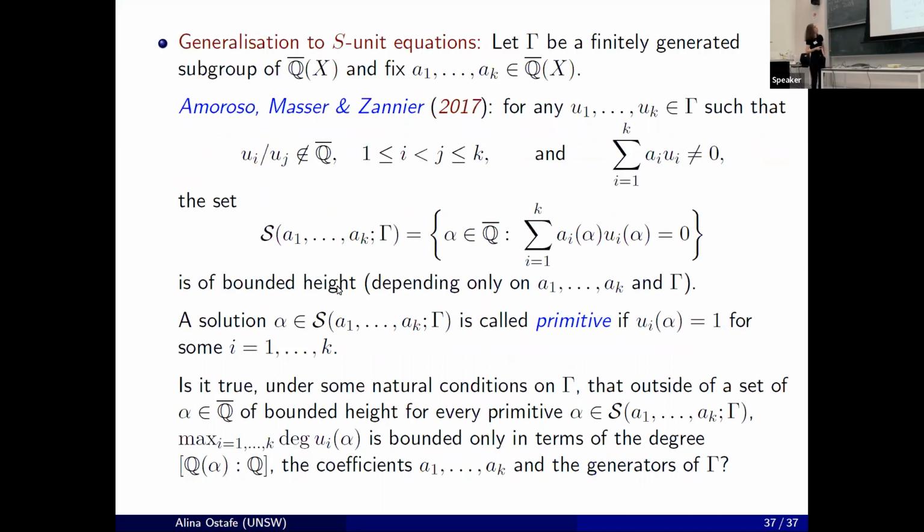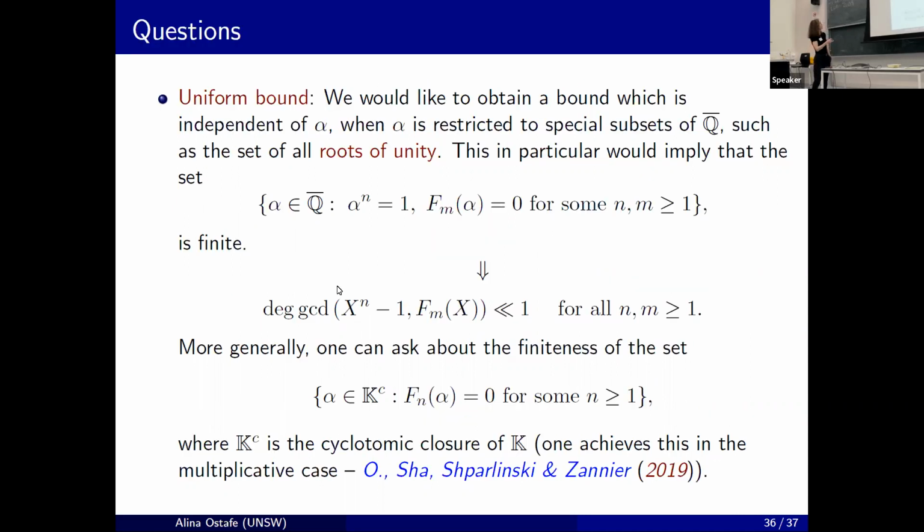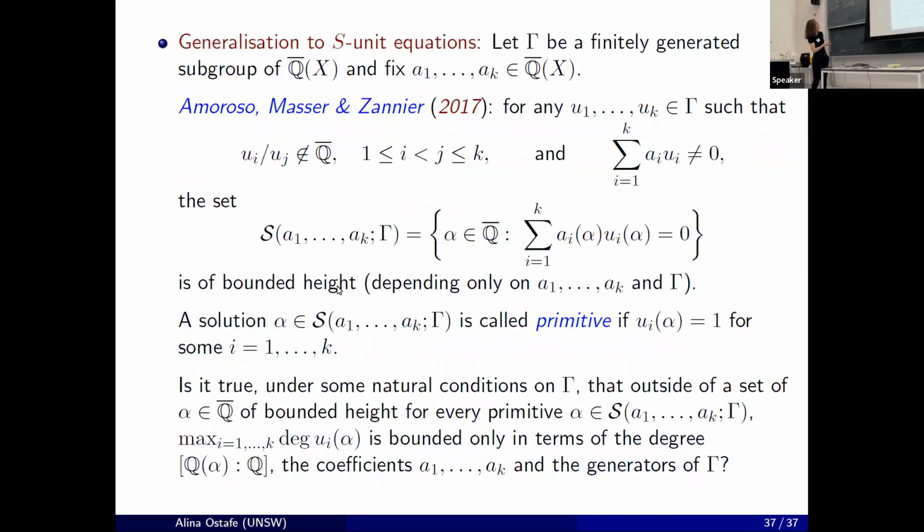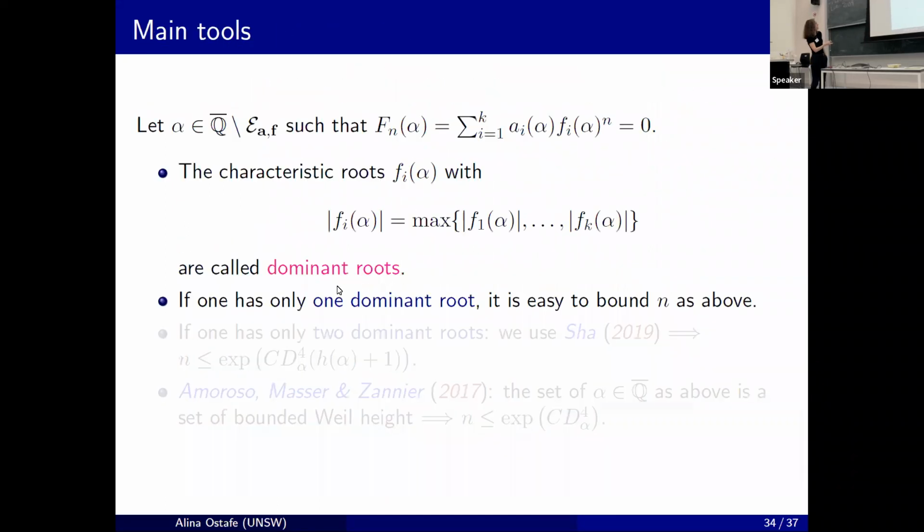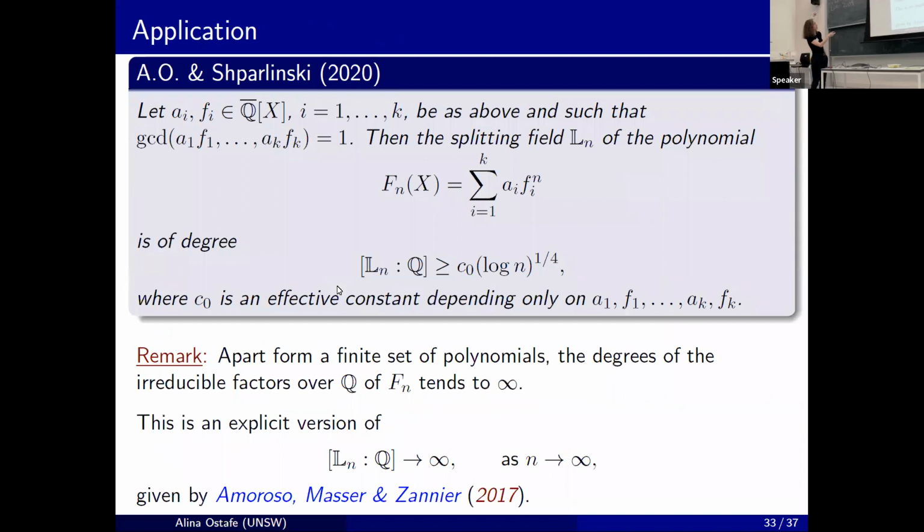Another problem is, so here we consider nth powers of Fi as n, where n is at least 1. What if we consider S-units? So we consider elements in a finitely generated group, not necessarily nth powers. Can we still get a bound on the degree of the elements in the group?